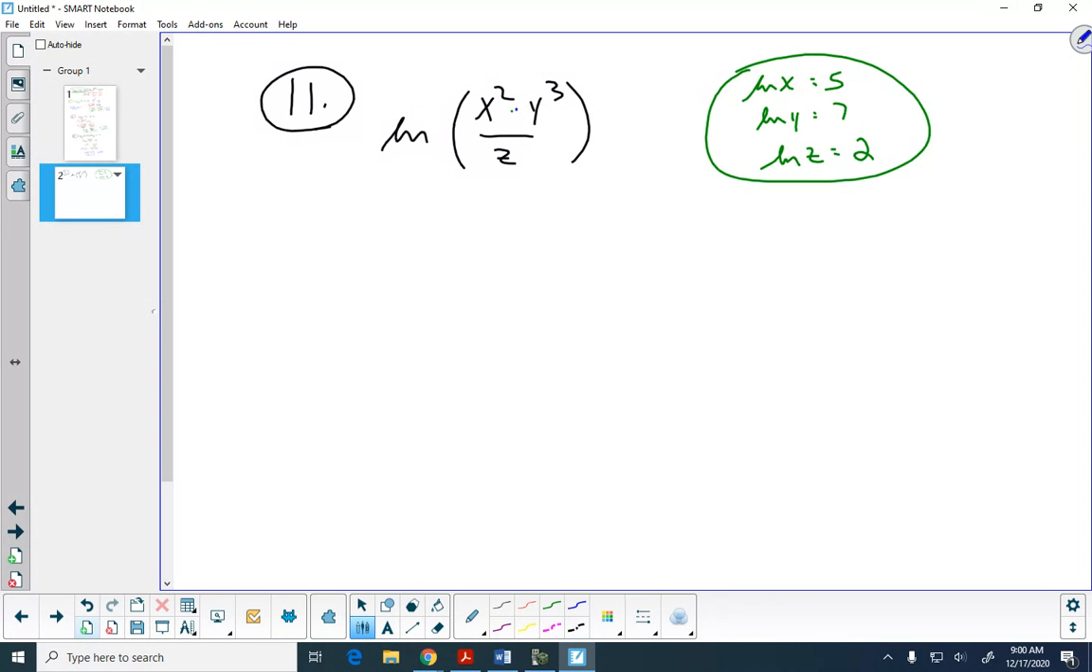Once again, if things are being multiplied, I'm going to add individual logs. When I had the ln of x times y, this is ln of x plus the ln of y. When we have ln of x divided by y, this is ln of x minus the ln of y. So when I'm dealing with division, I could deal with subtraction there. When I'm dealing with multiplication, I can deal with addition. Well, on top, I'm dealing with multiplication, and then I'm dividing by the value of z.